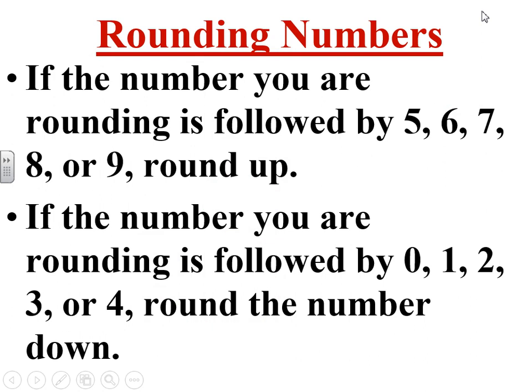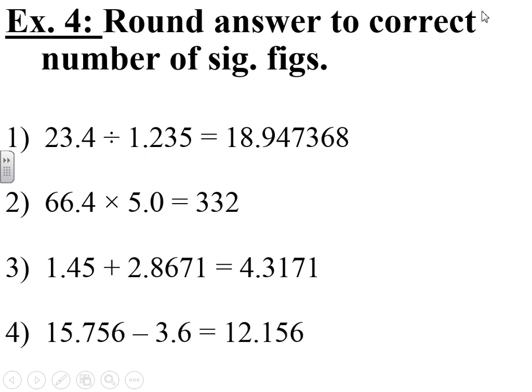A quick little note about rounding. Rounding is really simple. You've probably heard about this before. If the number is followed by a 5, 6, 7, 8, or 9, so essentially 5 or greater, you round up. And if it's 4 or less, you round down. So you've done this before, you've rounded before. Hopefully this makes sense.